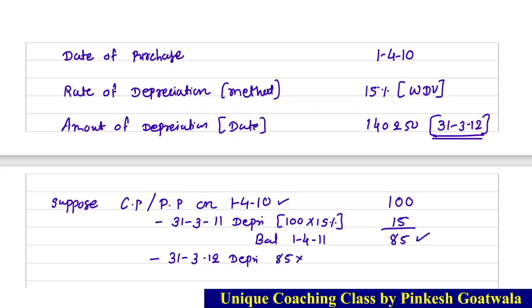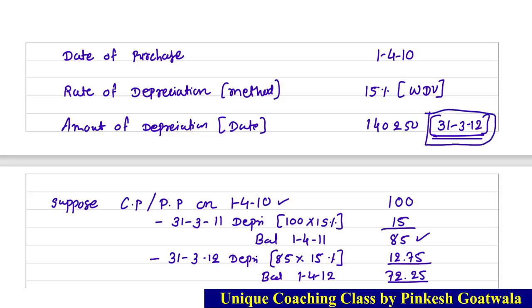So it is the diminishing balance method, written down value. So 15% of 85 comes to 12.75,000. So the balance will be 72.25 on 1st April 12. Now next we don't have to calculate, because here we have done the calculation up to the date of depreciation, 31st December. Now we just have to put this step.